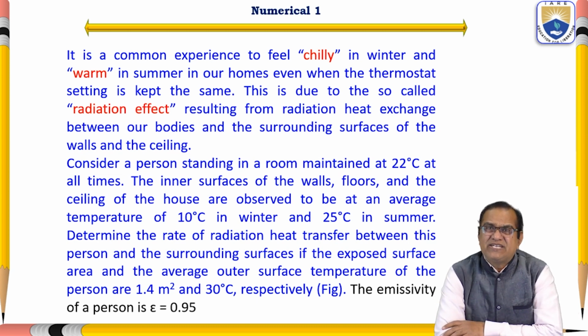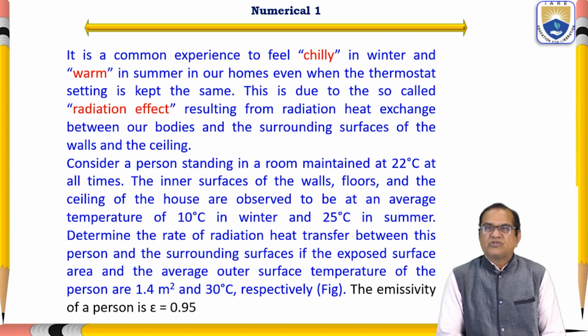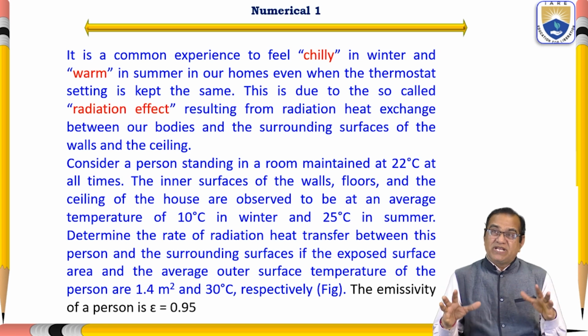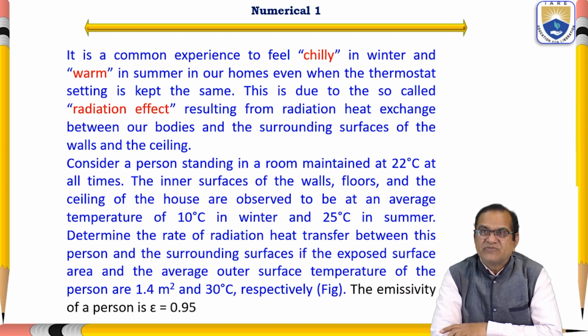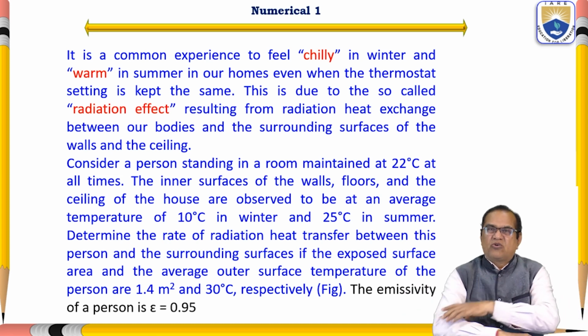So I will reread it. A person is standing in a room. That room temperature is 22 degrees centigrade at all times. The inner surfaces of the wall, floor and the ceiling of the house are observed to be at an average temperature of 10 degrees centigrade in winter and 25 degrees centigrade in summer. So means in summer you are observing 25 degrees centigrade and in winter it is 10 degrees centigrade, the wall and the boundary of the room.